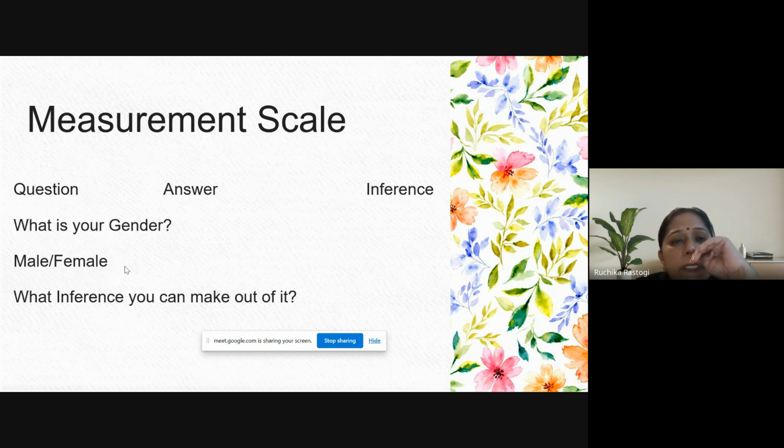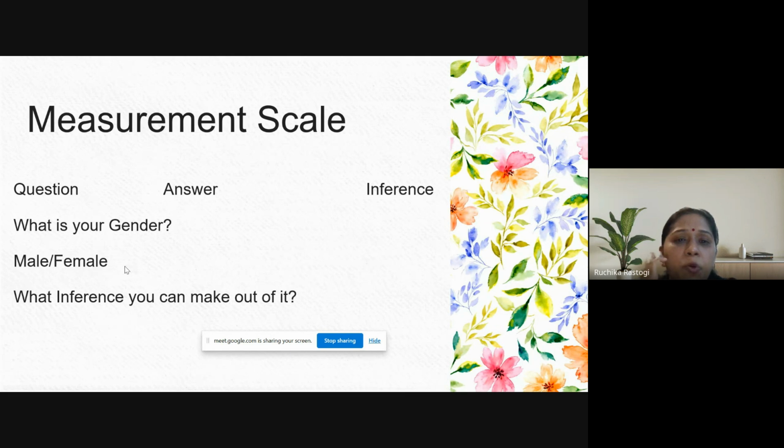We have also seen the basic understanding of measurement scale. That means for each question we ask in the questionnaire, after understanding the inference of that particular question, we can decide which tool should go with it. Yesterday I said there are three things which are very important from the point of view of measurement scale. One is the question, second is the answer, and third is the inference.